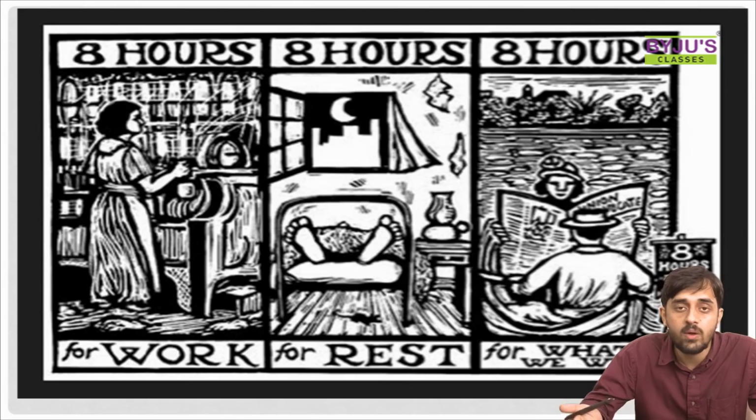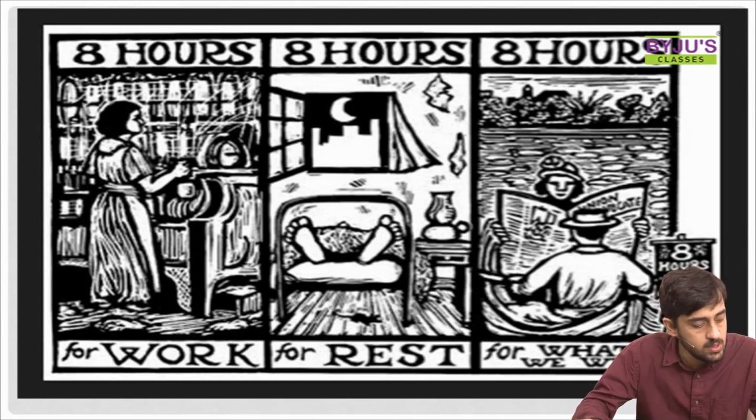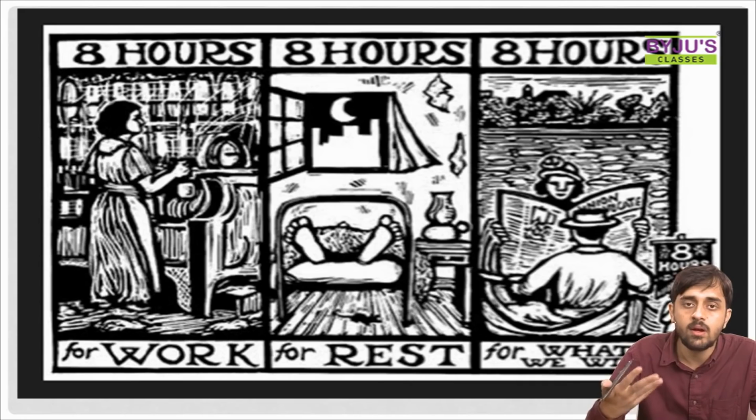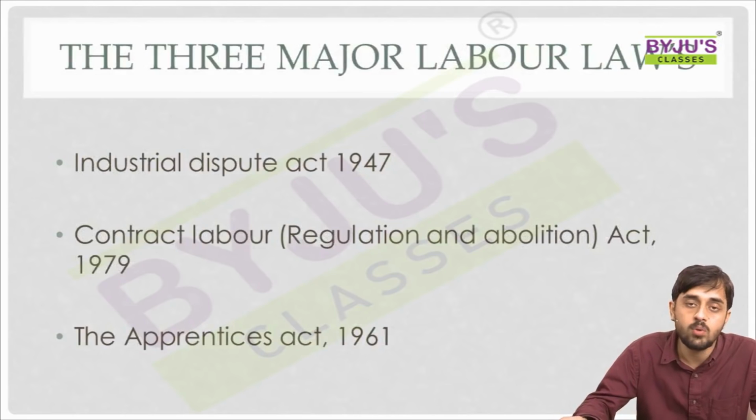At the same point of time, allowing enough time for recreation as well as for rest is one of the central demands of the labor movements themselves. So that also has to be kept in mind. This demand also has to be kept in mind as we look at the three major laws which have to be amended to solve the labor crisis in the country.